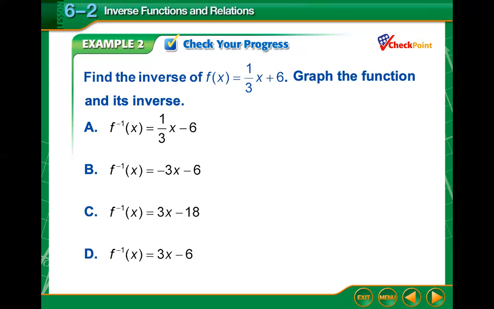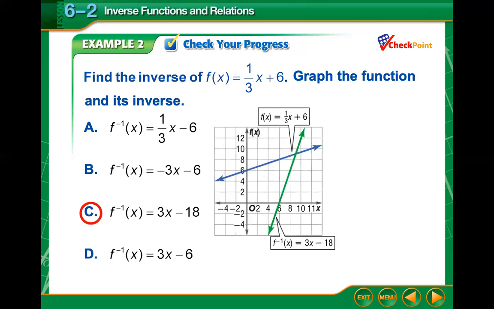All right, so looking here, we have 1/3 x plus 6. So the first thing you would have done was switch x and y to get x equals 1/3 y plus 6. So I would subtract 6 and multiply by 3. And in doing that, we get C.